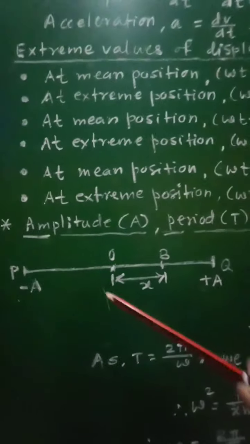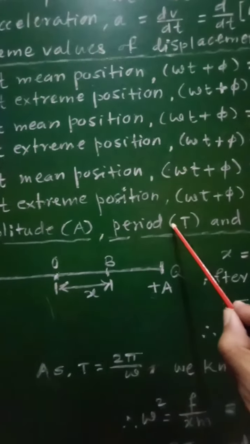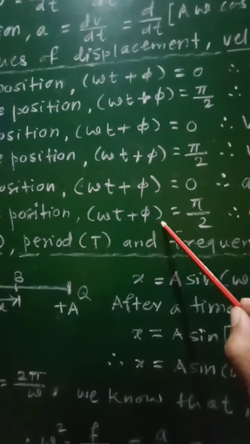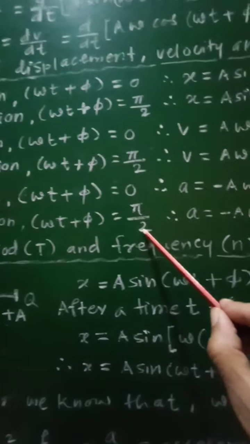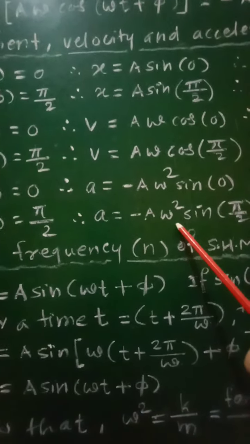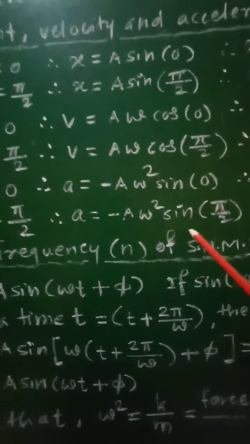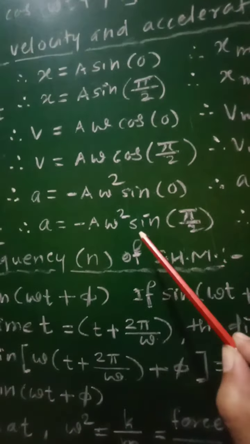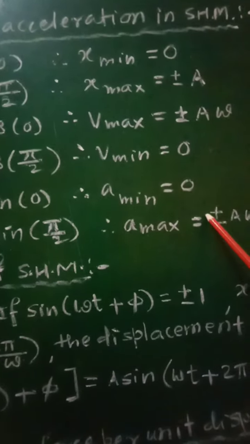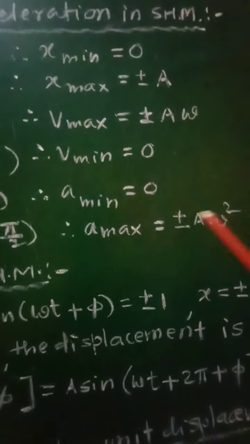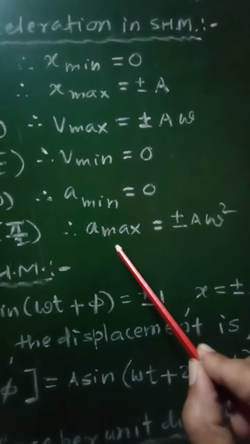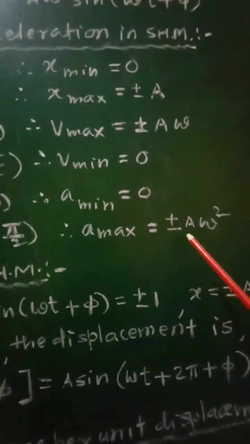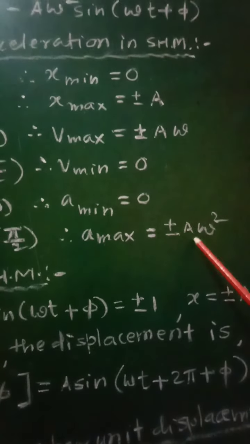Again consider the extreme position. So at extreme position we have omega t plus phi equal to pi by 2. Therefore, again putting this value in the equation of acceleration, we will get a is equal to minus a omega square sin pi by 2. But here sin pi by 2 will be equal to 1, and therefore a will be equal to plus or minus a omega square, that is the maximum value of acceleration. So that at extreme position acceleration will be maximum and its value will be plus minus a omega square.